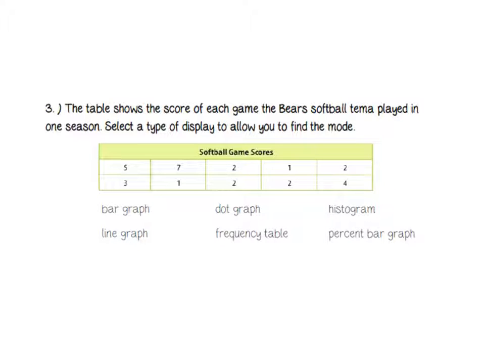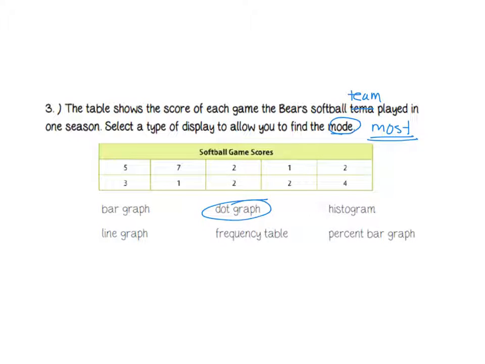Here's a problem. It says the table shows the scores of each game the Bears softball team played in one season. Select a type of display to allow you to find the mode. Okay, so what does mode mean? It is the one that's the most. So if you look at what we talked about with the different displays, a dot plot is the one that allows you to see how many times each number occurs in the data, and that would give us the mode very visually.